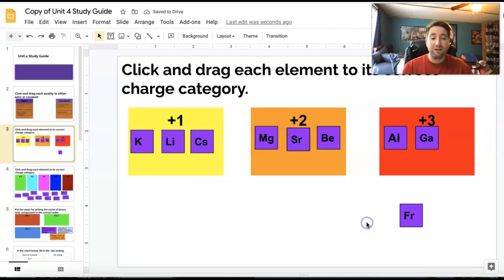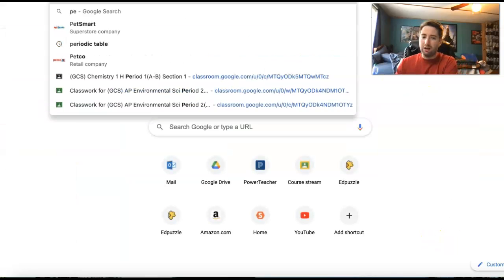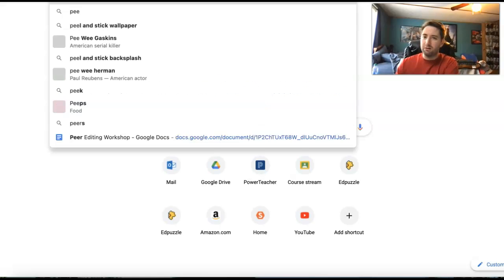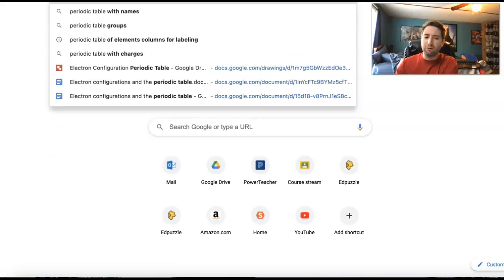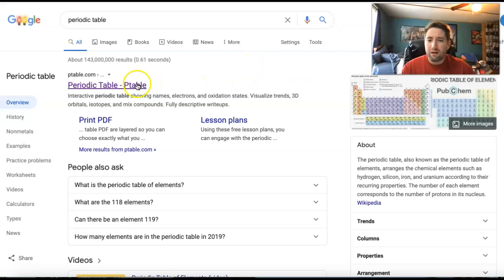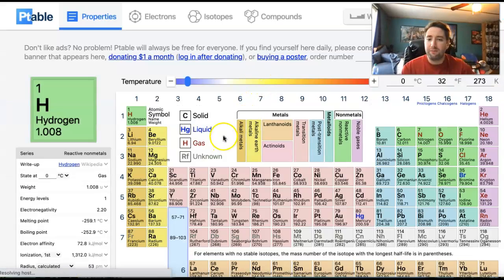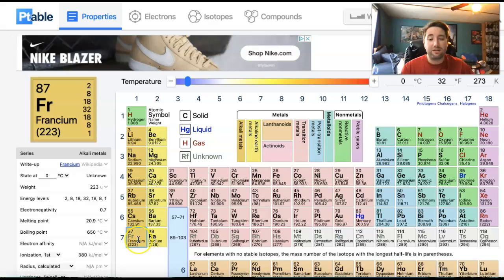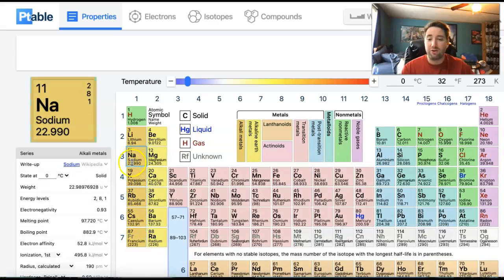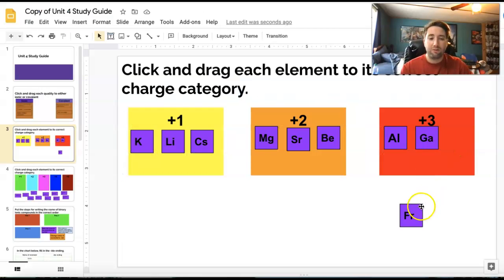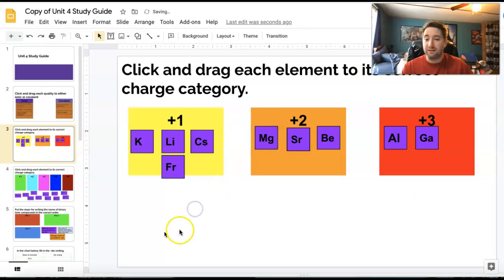And then francium, I believe, is in the first or second column. So if you're unsure, let's just Google a periodic table, shall we? Periodic table. Alright, so francium, actually it's in the first column right here with cesium, rubidium, potassium, sodium, lithium, all those. So let's click back here, and we're going to drag it into this +1 column. Alright, so that was pretty easy.